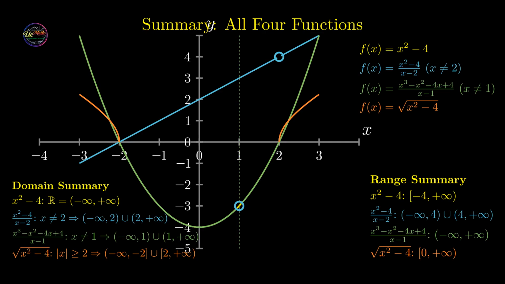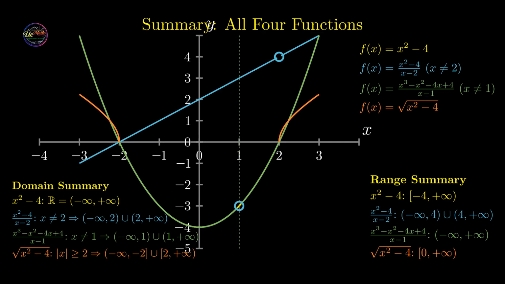The rational function f of x equals x cubed minus x squared minus 4x plus 4 divided by x minus 1 simplifies to the parabola x squared minus 4 with a hole at x equals 1. The parabola has minimum output negative 4 at x equals 0. The missing point at x equals 1 removes the output y equals negative 3. Therefore the range is the closed interval from negative 4 to negative 3, union the open interval from negative 3 to positive infinity.